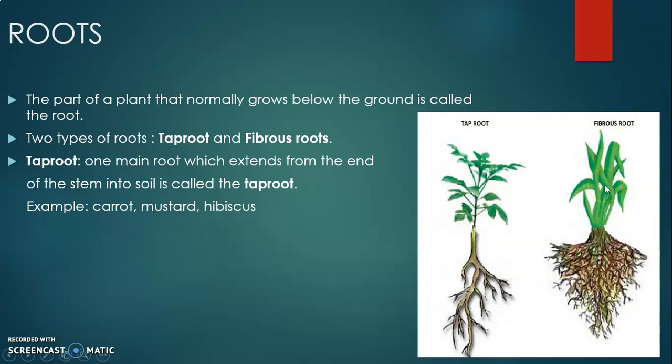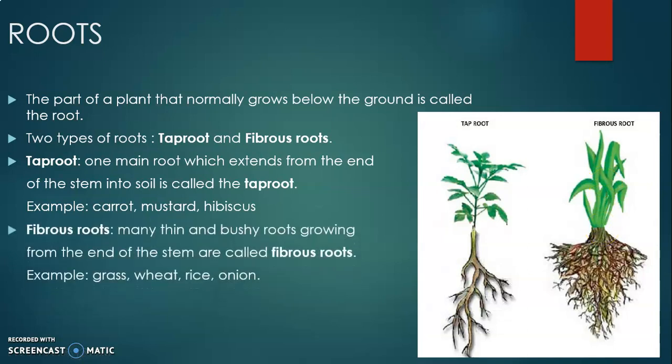And the other type is fibrous roots, and these are very thin and bushy roots growing from the end of the stem. Okay, so where the stem ends, the roots start growing from there only, and they are thin and bushy. So this comes under fibrous roots. The examples of fibrous roots are grass, wheat, rice, onion.